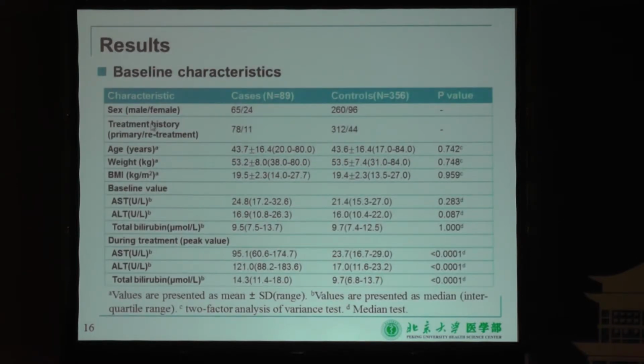Here are the baseline characteristics of both cases and controls. We can see that no significant differences were observed between the two groups in demographic parameters like age, weight, body mass index, and the baseline values of liver biochemical parameters. However, the peak AST, ALT, and total bilirubin levels during the treatment were significantly higher in the cases than those in controls.